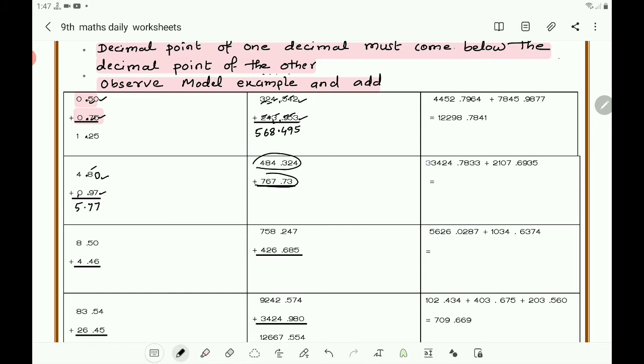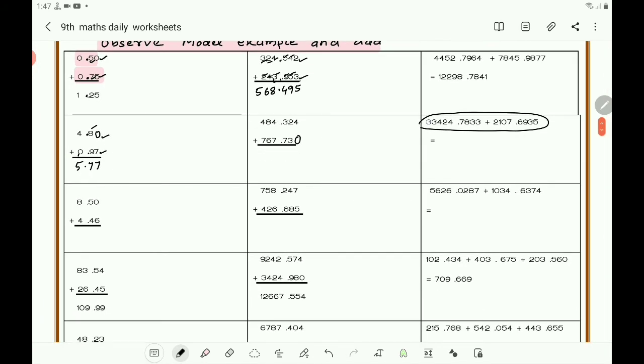Then you take the next one, 484.324 plus 767.73. Here you take 0, as no digit is there. So you take 0 and add as usual. Then you take these two one below the other and find the sum. Then 8.50 plus 4.46, 758.247 plus 426.685. Then you add these two, taking one below the other.